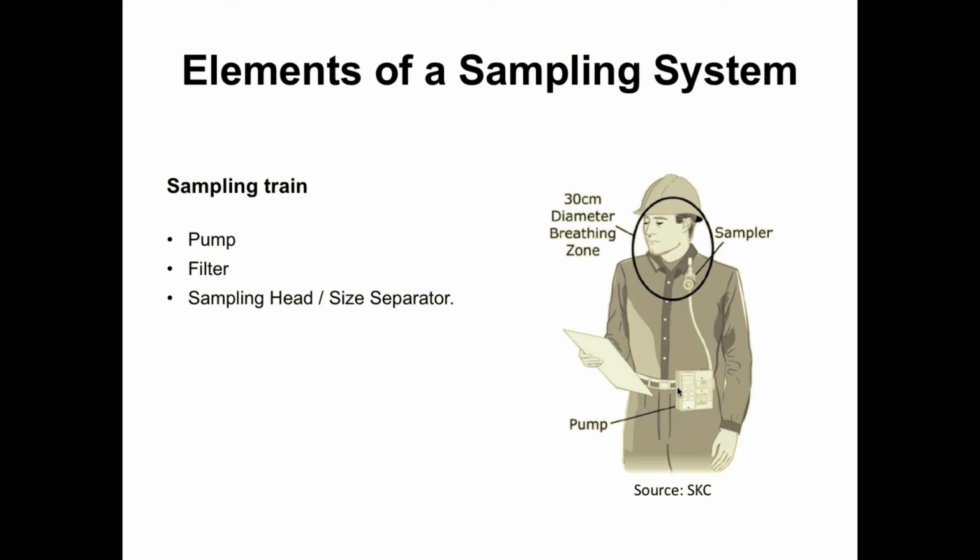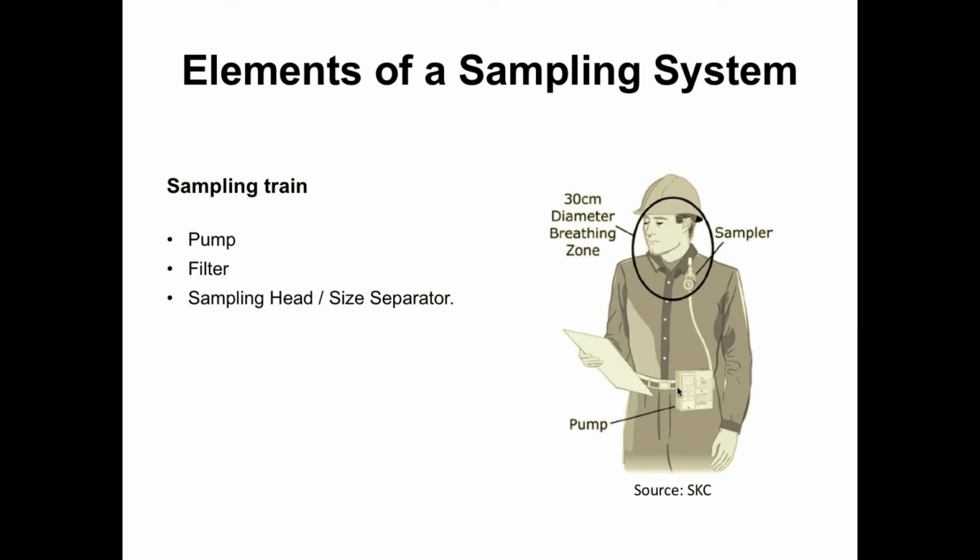Okay, so we have a pump, we have a sampling device, which is a filter, and some device to hold that filter in place. It also says size separator on there. Now, if we have just a filter on there, that filter is going to capture whatever's in the air. So typically, that's going to capture total dust or total particulates that are in that worker's breathing zone. A lot of times we might not be interested in that.